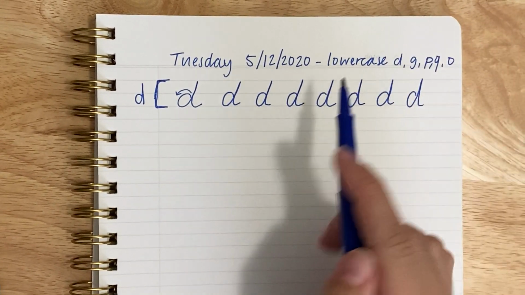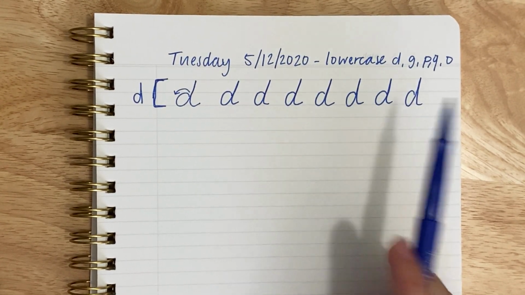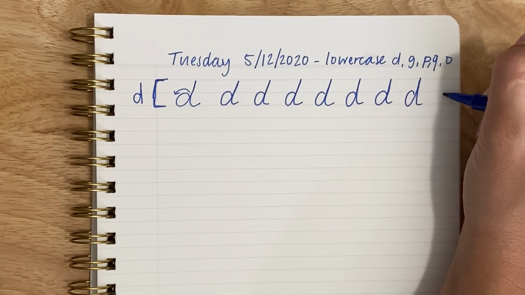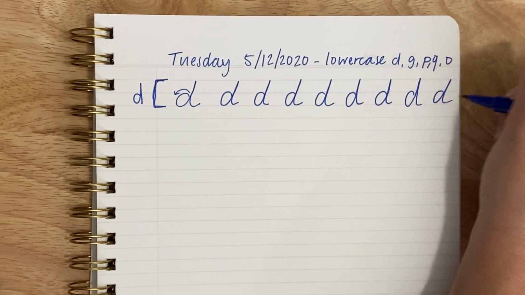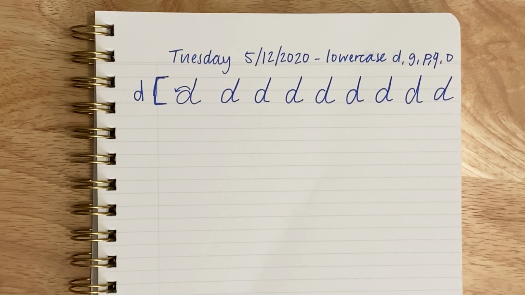Try to keep your letter D's at a slant. I started to go up a little bit, so I'm going to do one more just to practice that. Oh, that was a beautiful D. Oh my goodness, that was magnificent.